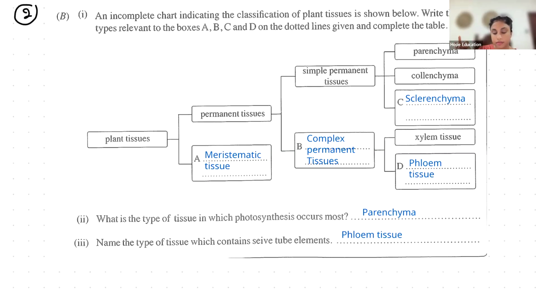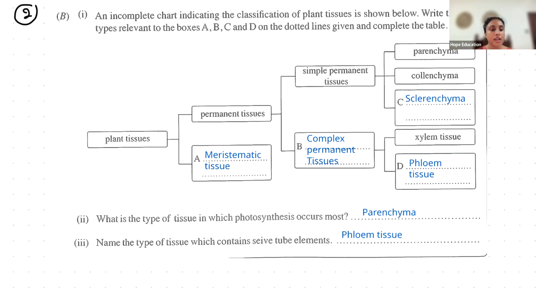What else? Xylem fibers. Xylem fibers give strength and support. Then parenchyma, food storage. In the xylem tissue, xylem vessel element, tracheids, and xylem fibers are all dead. The only living one is xylem parenchyma. Remember this, because in MCQs they can ask about living and dead.